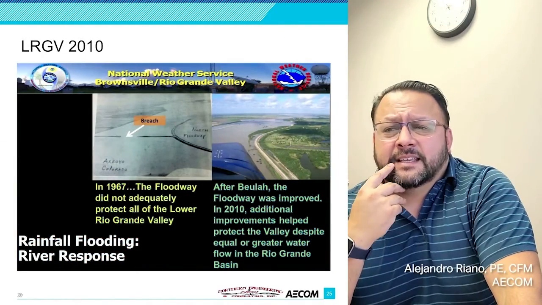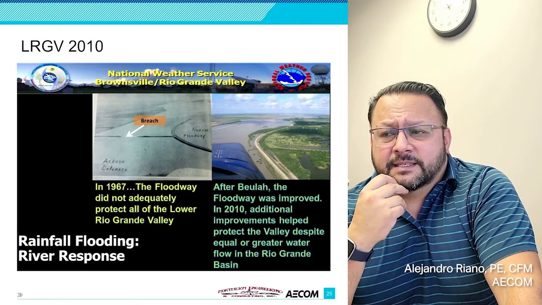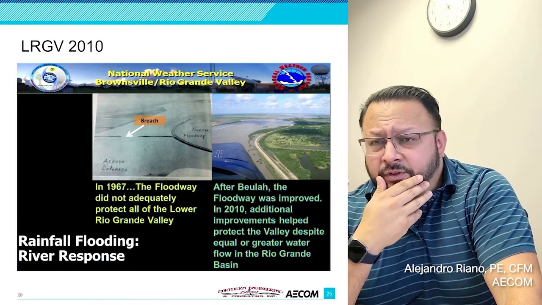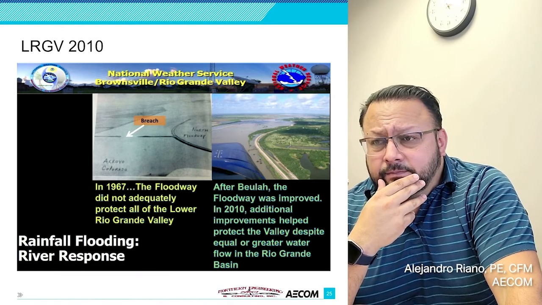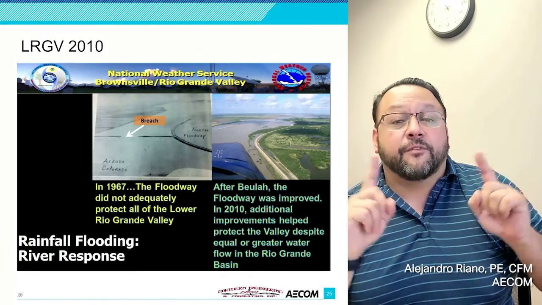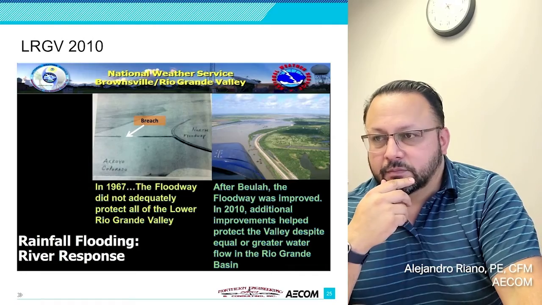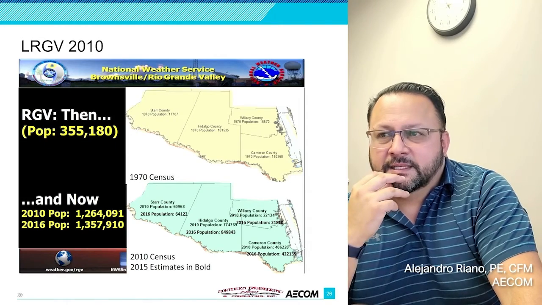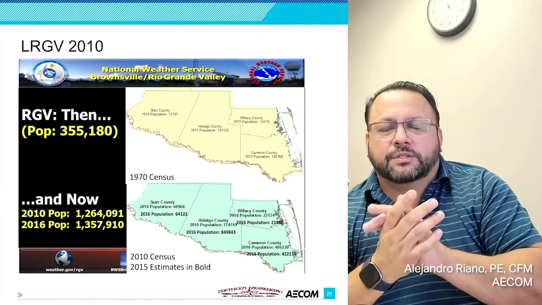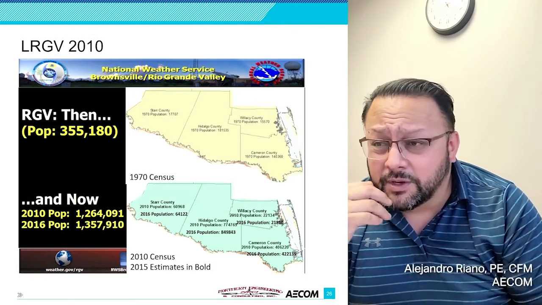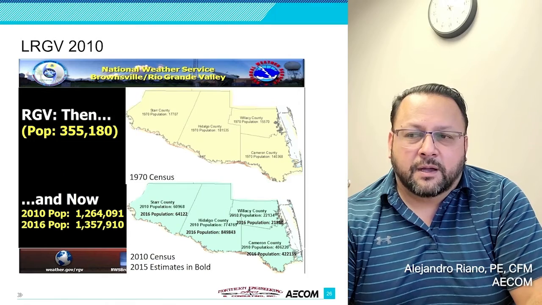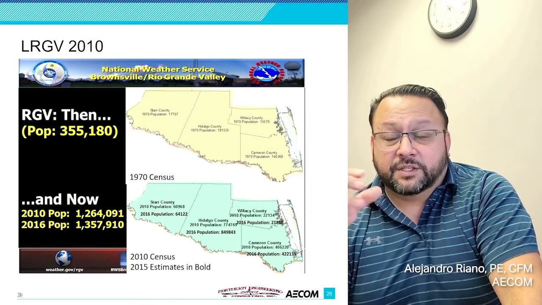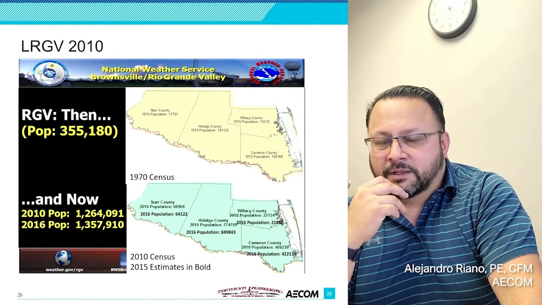So you can see that after this new design event, a lot of the infrastructure was improved along the Rio Grande, and now it's protecting the whole region from the flooding of the river. The risk associated with this region also has to do with its size. At the time, there were only about 350,000 people living in the region. Now there are probably close to 2 million people living in the region. So these levee protections are now allowing the development in the region.